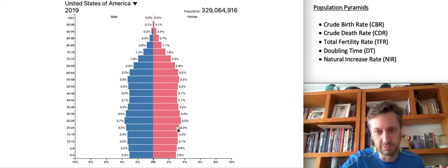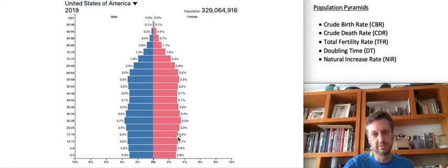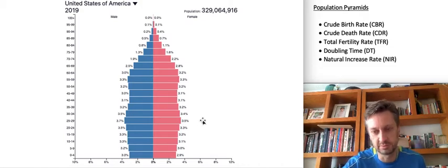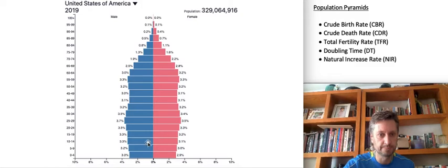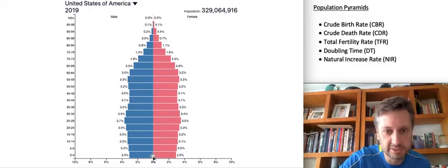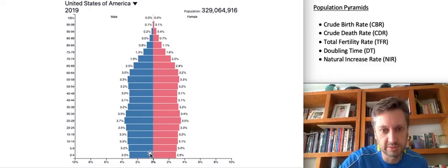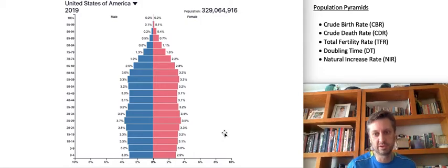You might get a different pyramid if you look at different ethnic groups, for example, in the United States, or different levels of affluence or poverty. So narrow base, fairly low birth rate. Obviously, people have access to contraception, sex education, abortion.